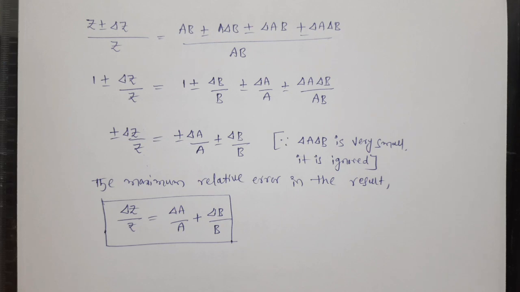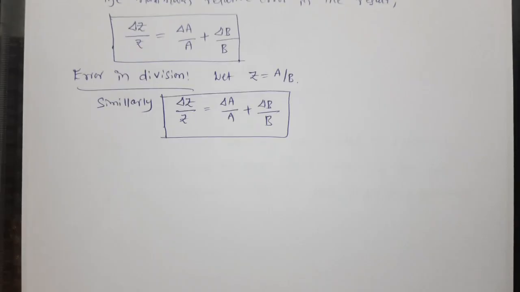Now here we can make a rule. When two quantities are multiplied, the relative error in the result is the sum of the relative errors of the two quantities. So this rule can be made. In a similar manner, we can show when two quantities are divided, we will get the same result. So instead of showing the whole thing, directly I will write here.